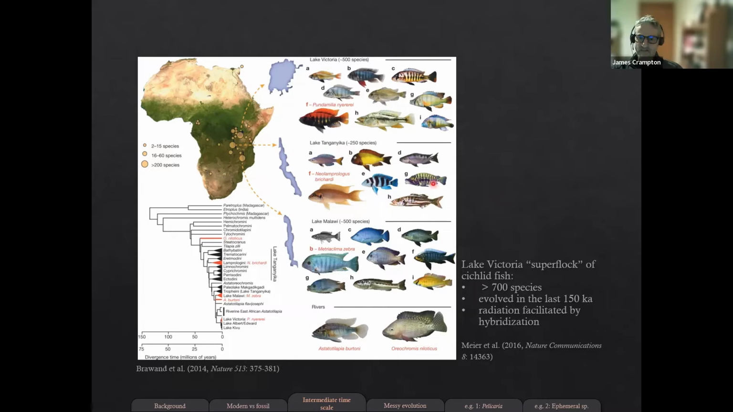Here's a remarkable example based on living organisms. And these are cichlid fish. There's lots and lots of species. They're popular aquarium fish, some of the different sorts.